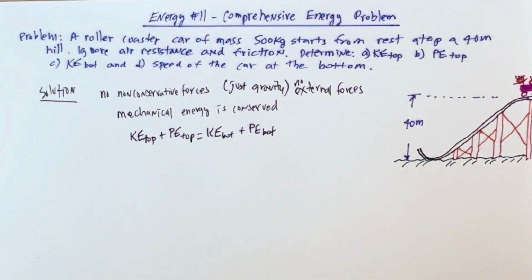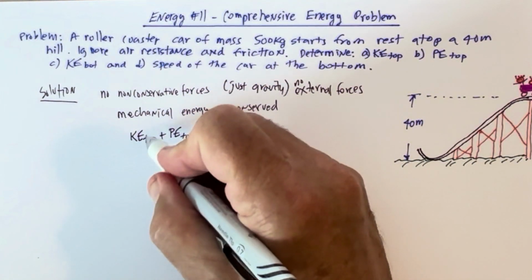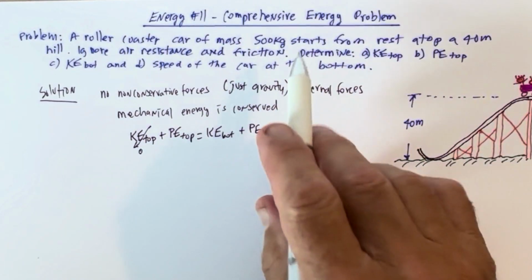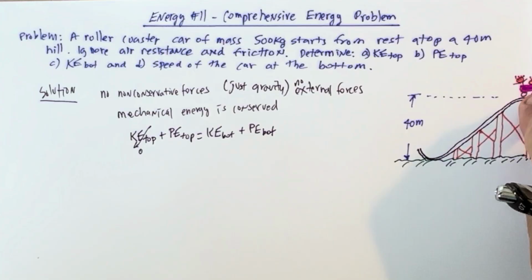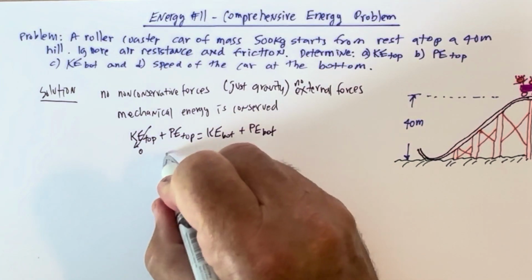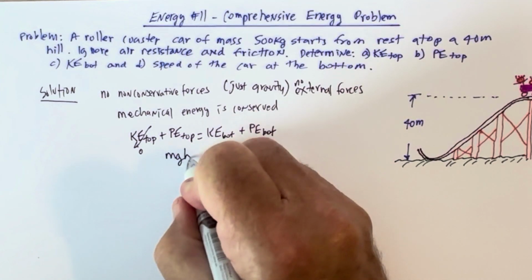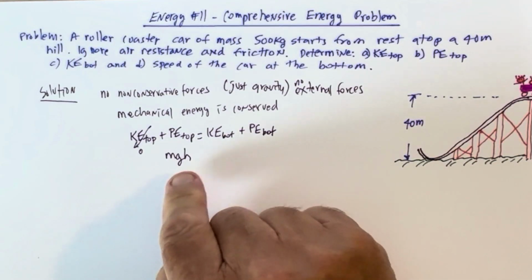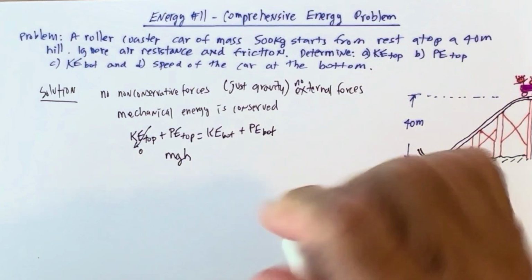So now we know the kinetic energy at the top, since it's at rest, goes to zero, because we said it's going to start from rest. Up here it's resting, no motion. And then the potential energy at the top, we remember that that's mgh: mass, acceleration due to the Earth, and then the height in meters.